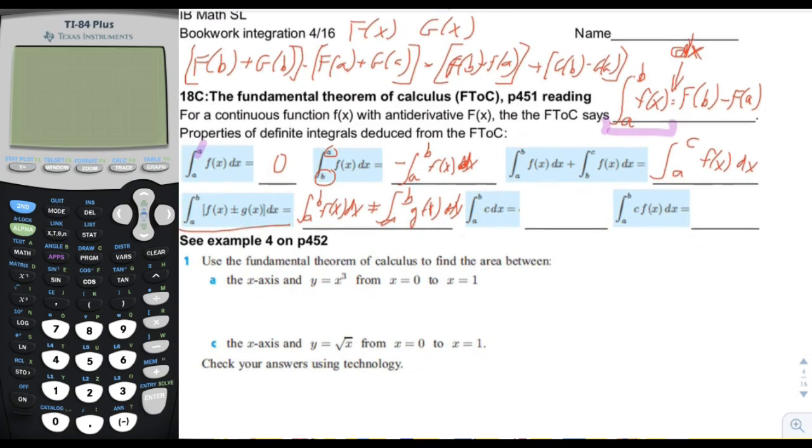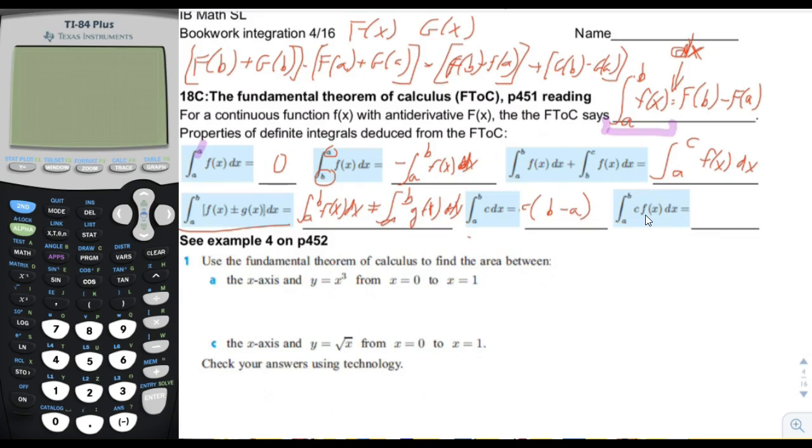All right. Now the integral from a to b of c dx. In this case, you could say f of b minus f of a, but actually f of x is just c. It's a constant c. So the antiderivative of the constant c would just be cx. So actually what this is saying is cb minus ca. So this is the same thing as saying c times b minus a.